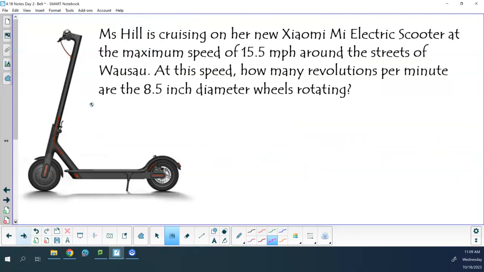So today, we're going to talk wheels and belts and pulleys and all that fun stuff. In order to get us ready, here is Mrs. Hill cruising on her new scooter at a maximum speed of 15.5 miles per hour around the crazy streets of Wausau. At this speed, how many revolutions per minute are her wheels rotating?